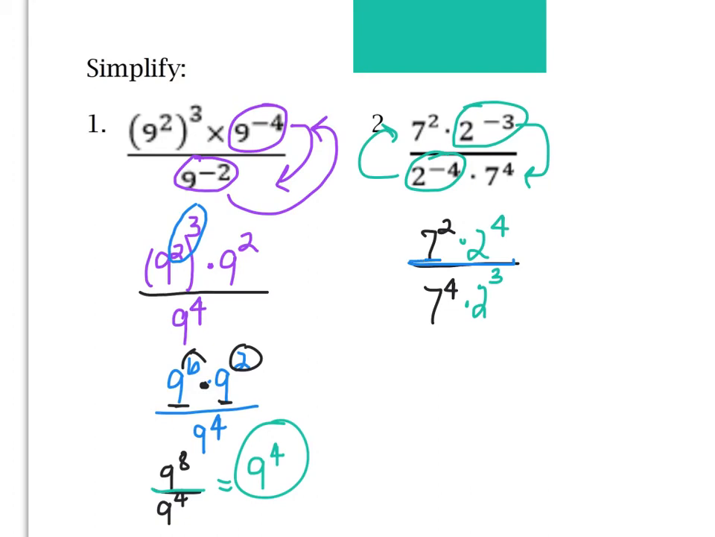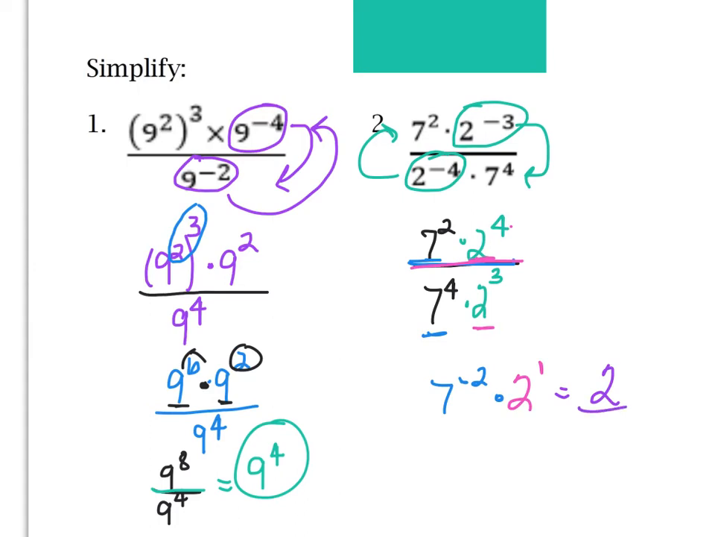So I have like bases of 7. 2 minus 4 is a negative 2, because I'm taking more away, times my base of 2. Subtract, since I'm dividing, 4 minus 3 is 1. My last step: 2 to the 1st power is just 2, and it's positive, so it's just going to stay there.